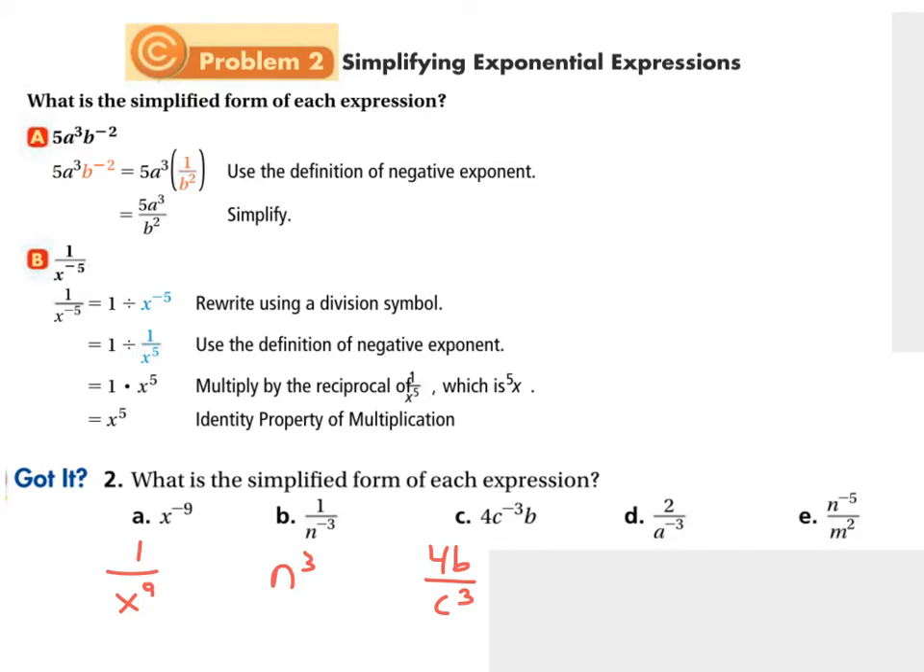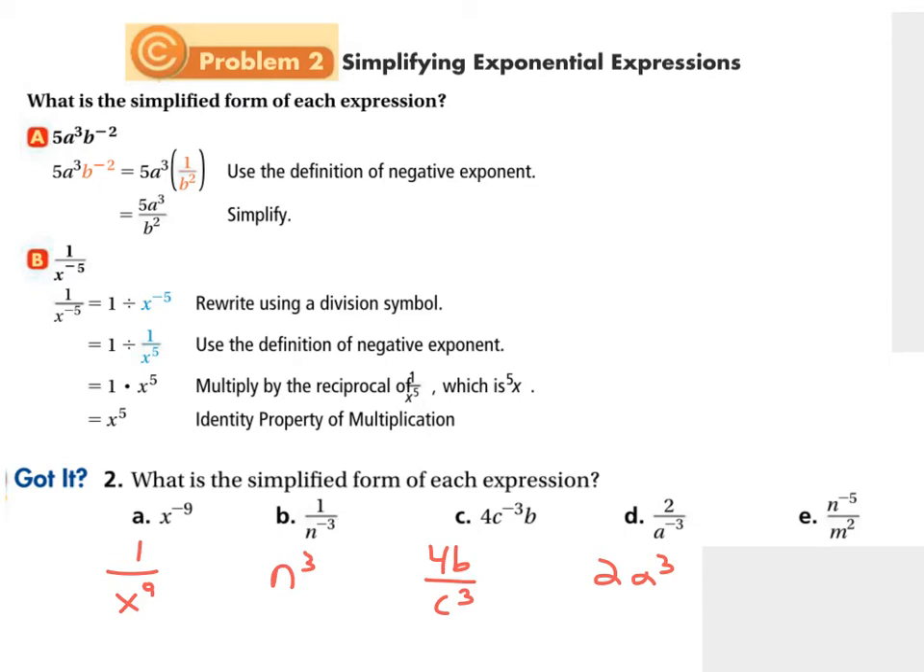Okay. For d, a to the negative 3 is already on the bottom. You're going to move it to the top. That a to the 3rd on top. Now that you moved it on top, it loses the negative. It uses it up in the jump across the fraction bar. So you've got then 2a to the 3rd.